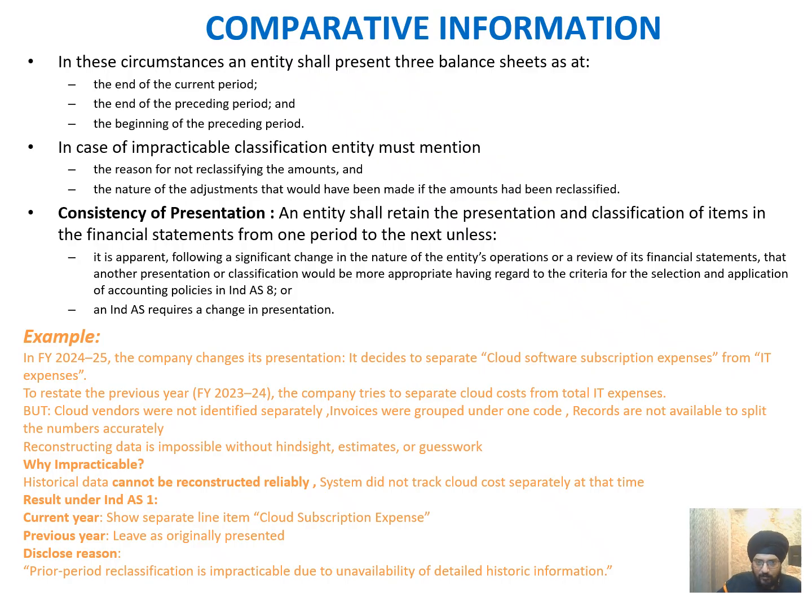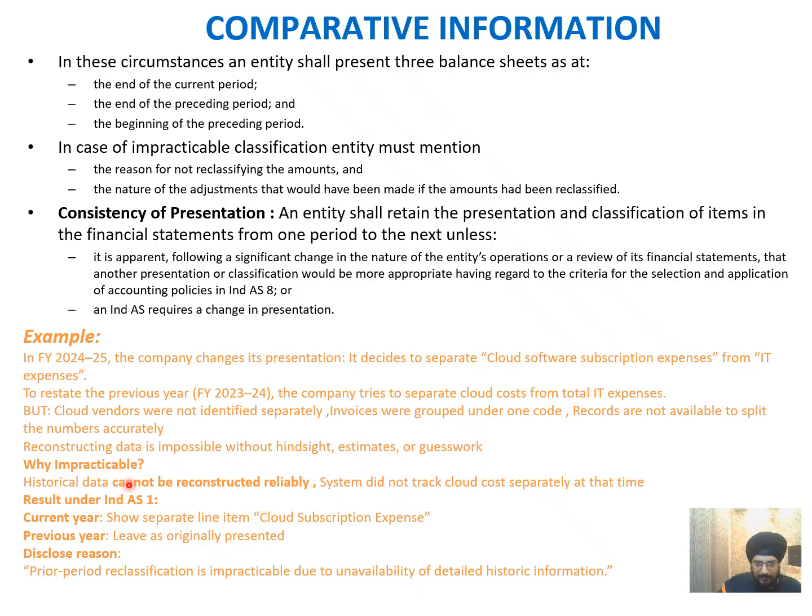In FY 24-25, there were some changes in the presentation, which means that their cloud software subscription expenses, they thought that they need to show separately from the IT expenses. They showed it for 2024-25, but for the previous year they could not restate it because the information was not available, and it was impossible for them to extract that information. And hence what does that mean? They are saying that reconstructing data is impossible without hindsight estimates or guesswork.